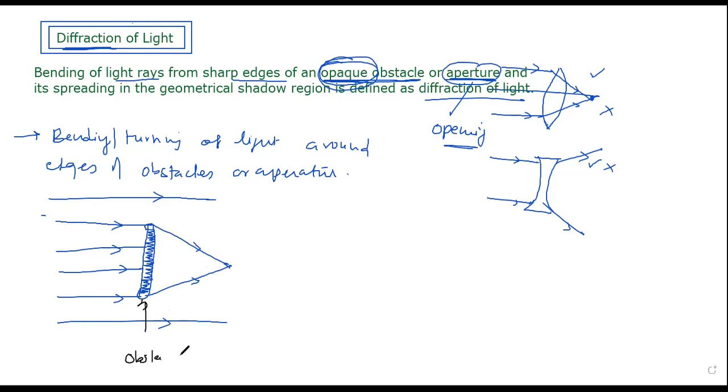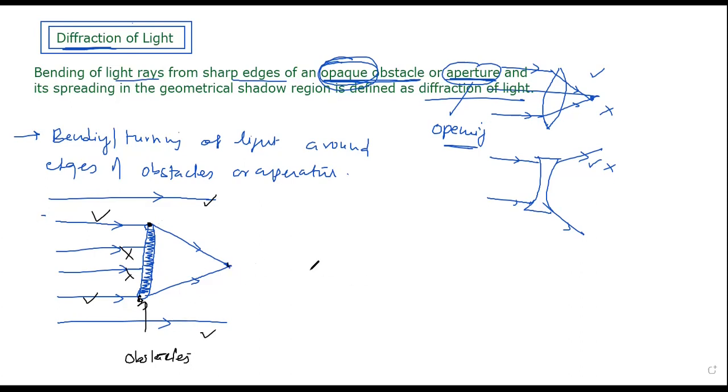You're trying to stop the light, then the light at the edge, these two lights, this one and this one only, are bending around the corners, around the sharp edges. The light in between will not pass; it is stopped by this obstacle. The lights which are far away will pass straight, no problem. So only the light at the edges is turning, correct? This is called diffraction of light.